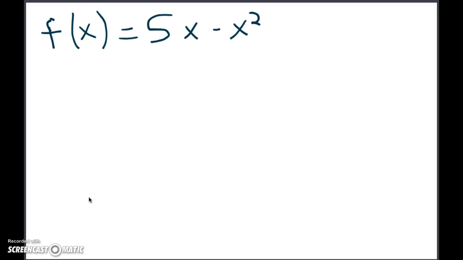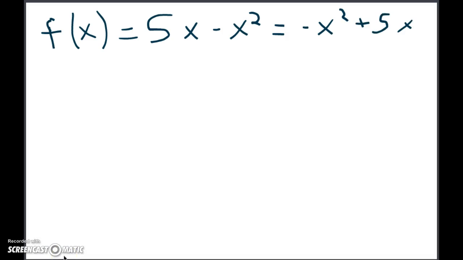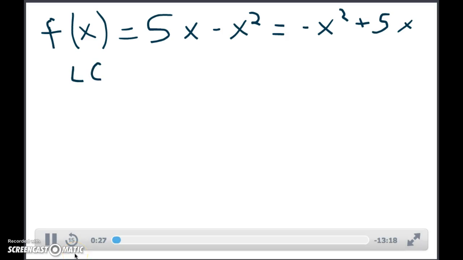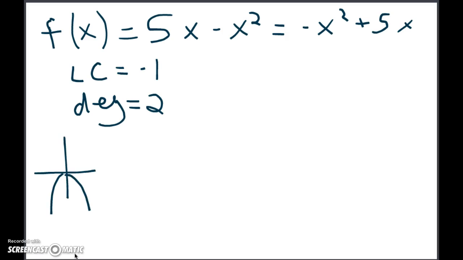I'm going to do some examples here to help you with the homework 2.2. Suppose we have a function f of x equals 5x minus x squared. When I look at that, I would rewrite it as negative x squared plus 5x. Now, as I look at that, I see that the leading coefficient is negative 1 and the degree is 2. That tells me it has the same end behavior as this function, y equals negative x squared.